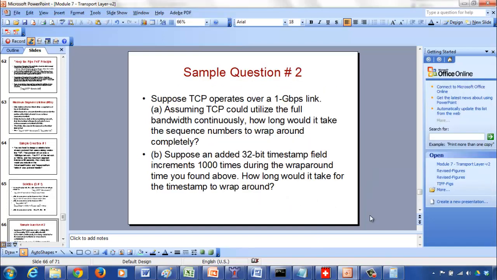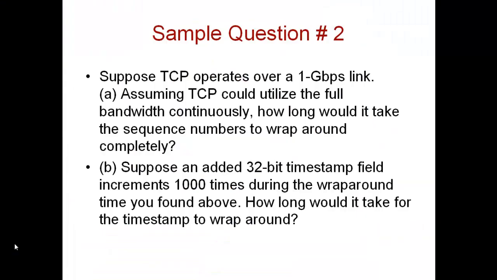Okay, so now let's go to this question. So suppose TCP operates over a 1 gigabit per second link, and this is TCP itself, so we are not designing any new transport layer protocol, we are using the classical TCP. So now assuming that TCP utilizes the full bandwidth continuously, how long would it take for sequence numbers to wrap around completely? Okay. So which means you're using standard TCP, which uses 32-bit sequence numbers, and you're sending the bytes one after the other. That's what it means by the statement that you're utilizing the full bandwidth continuously.